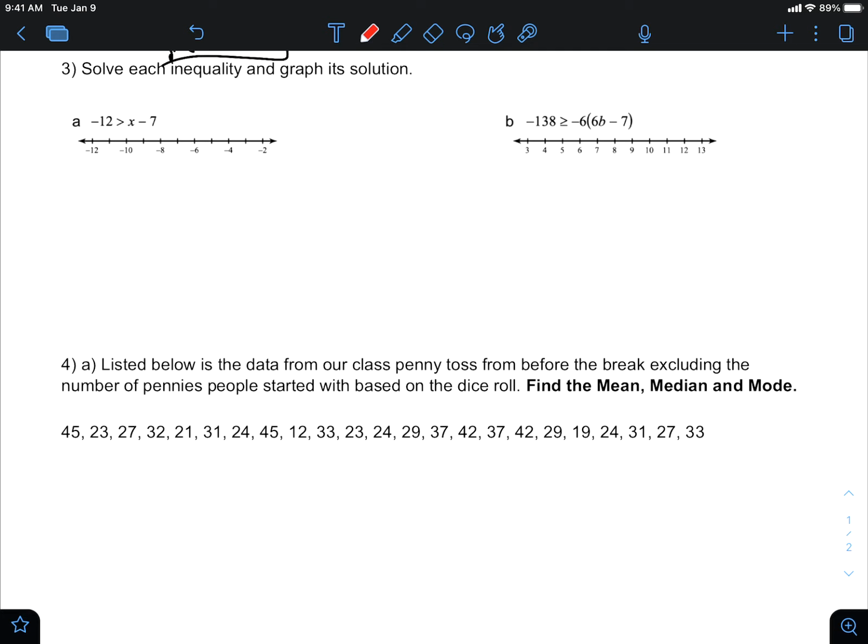So let's solve this just like usual. I want to get x by itself. Well, let's add 7 to both sides. So we get negative 12 plus 7 is greater than x. Those are a 0 pair. So what do we get here? 2 and 5, negative 5. Negative 5 is greater than x.